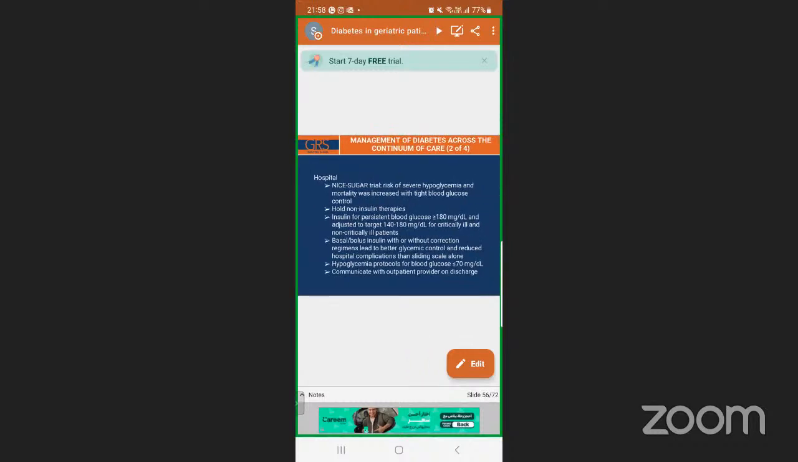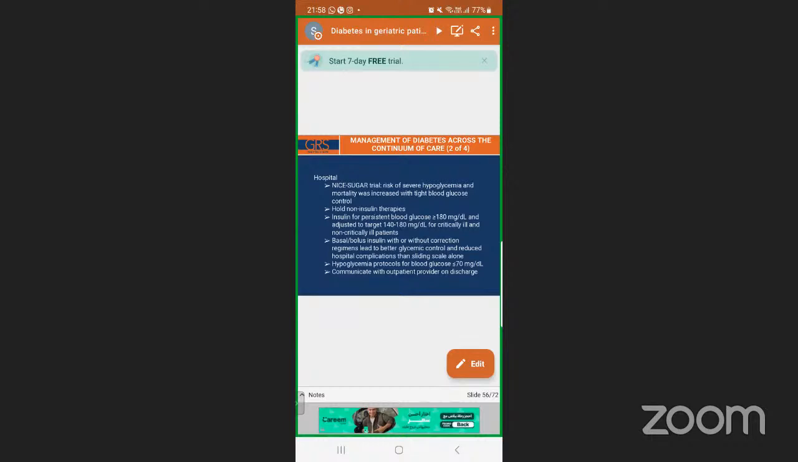In hospital, there is the NICE-SUGAR trial that showed that the risk of severe hypoglycemia and mortality was increased with tighter blood glucose control. So they recommended holding non-insulin therapies while the patient is admitted in the hospital. Recommended insulin for persistent blood glucose more than or equal to 180 milligram per deciliter, and adjusted to target 140 to 180 milligram per deciliter for critically ill and non-critically ill patients.